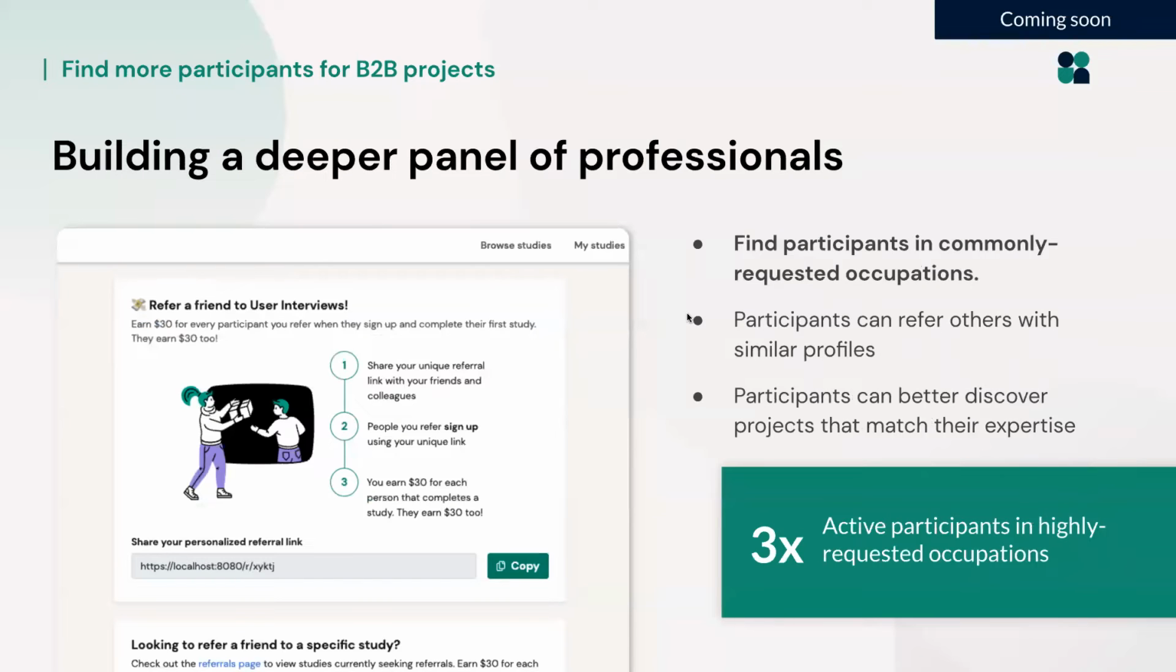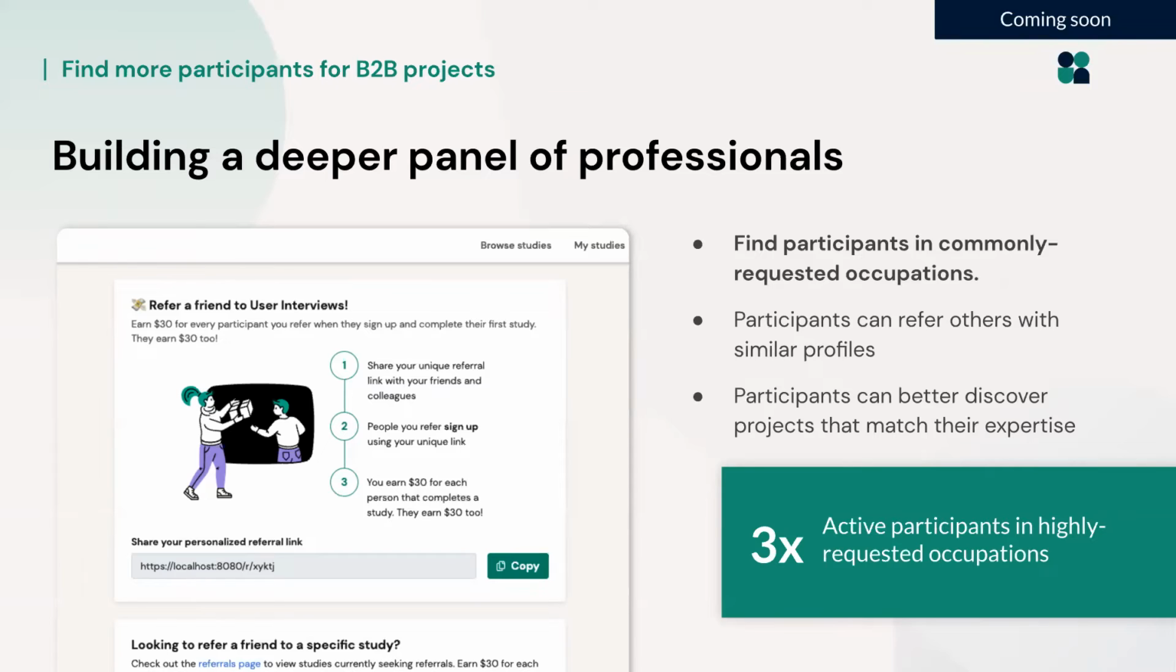All right. So in addition to the parts of building our B2B set of professionals that you can see, there's also work happening behind the scenes. I just wanted to share a bit of an overview. On the acquisition side, we're always looking to find more participants in commonly requested occupations. One of the areas we've been experimenting in recently is referrals. If you're a user researcher, we assume you probably know other user researchers who might be qualified for the same studies you are. So we're doing a lot of experimentation to help build our referral program.